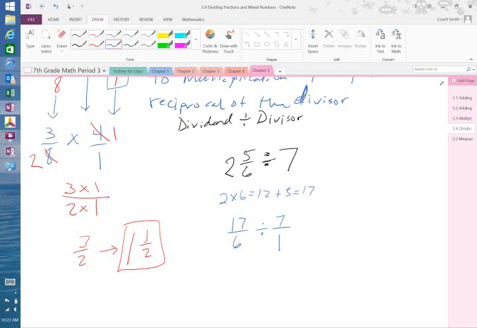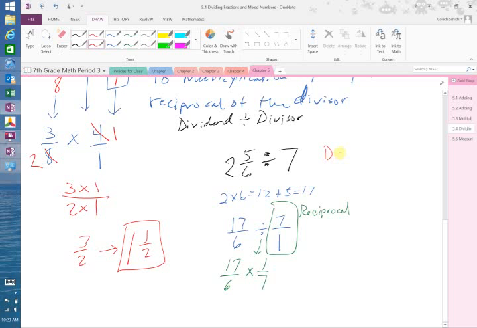The first step is to change all the mixed numbers and whole numbers to improper fractions. Second step is to do the reciprocal and change it to multiplication. So, second step, 17 over 6 stays the same. We change that to multiplication, and we do the reciprocal of 7 over 1, which is 1 over 7. Okay?